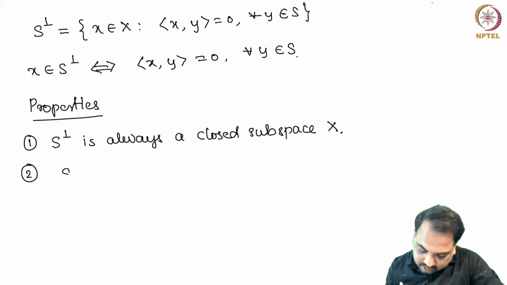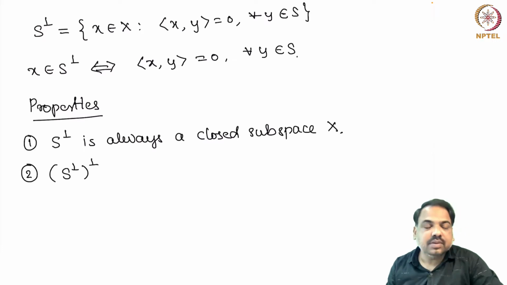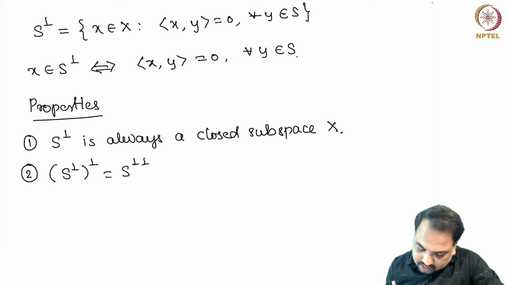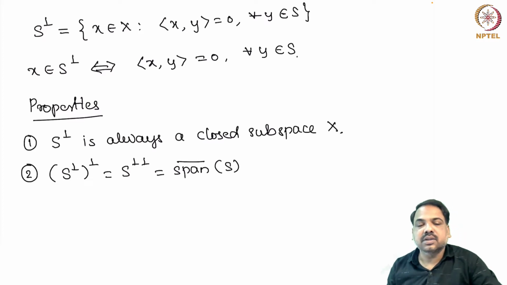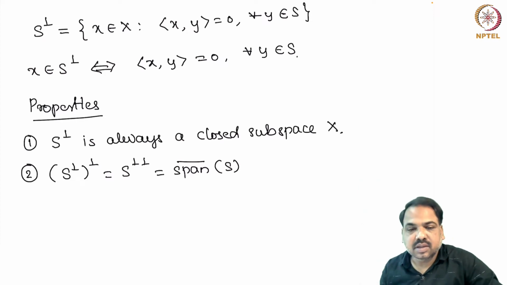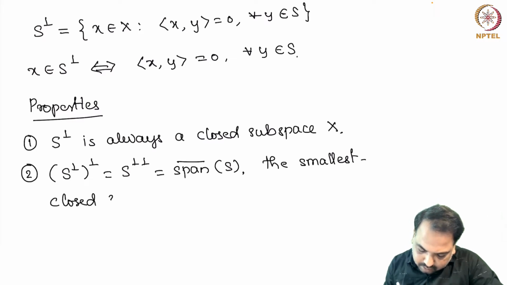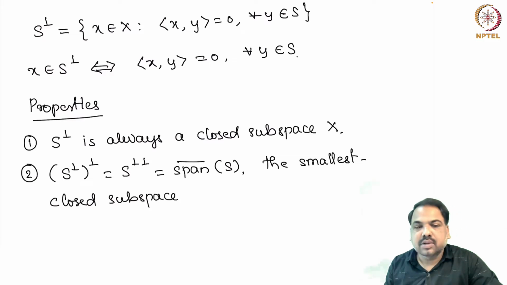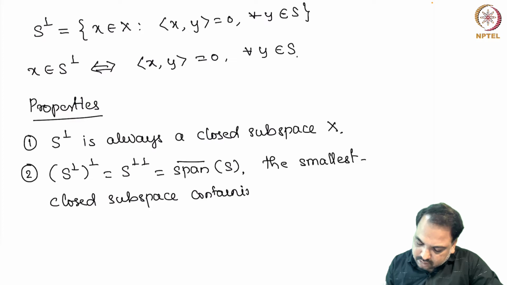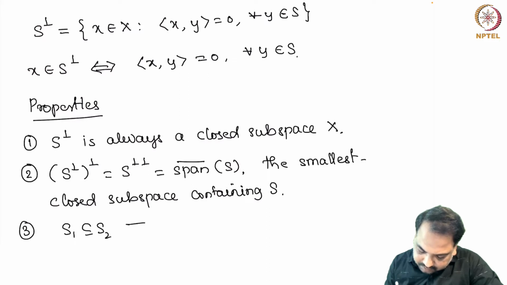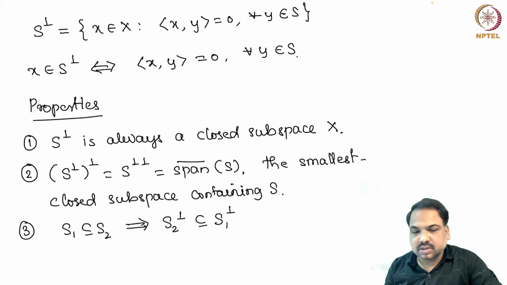The second one is, if you take S perp and take its perp again, which we usually write as double perp, this is nothing but the closure of the span of the set S. That is the smallest closed subspace containing S. The third condition is, if S1 is a subset of S2, then we can say that S2 perp is contained in S1 perp. The inclusions get reversed.